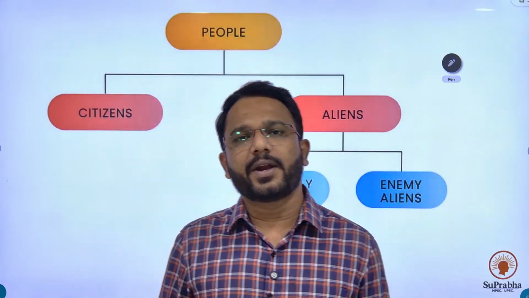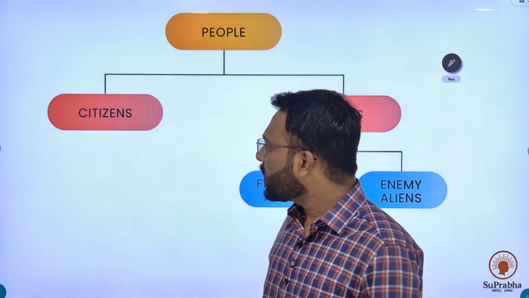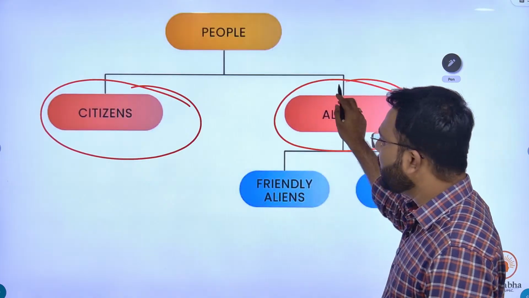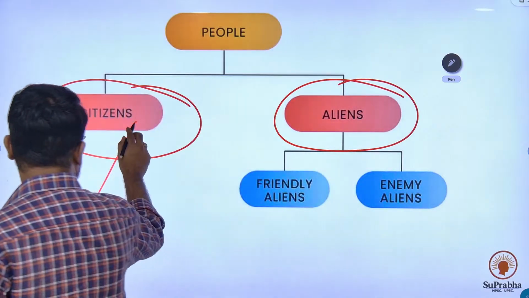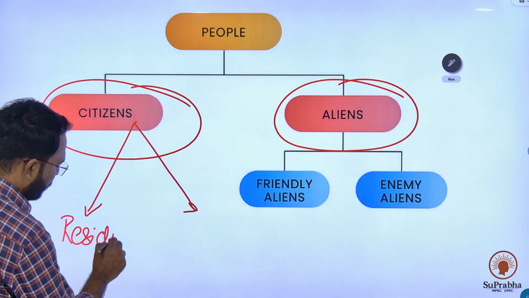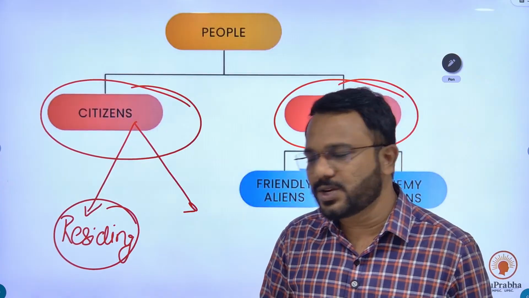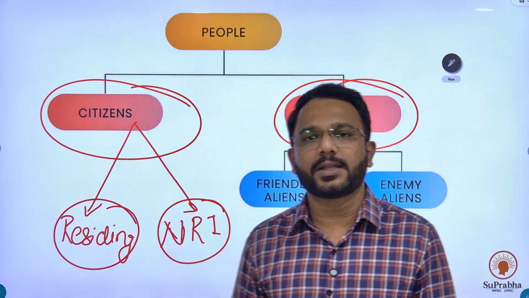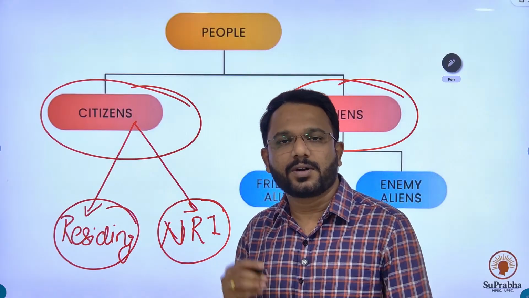In India, or in any nation, there are two types of people residing in the country. The first type are known as citizens, and the second are known as aliens. What do you mean by citizen, or by alien? There are two types of citizens. The first are the people residing in the country, the residents of the nation. The second are the citizens who are not currently residing in that nation; they are known as non-residents, and in the context of India, they are known as NRIs, non-resident Indians.